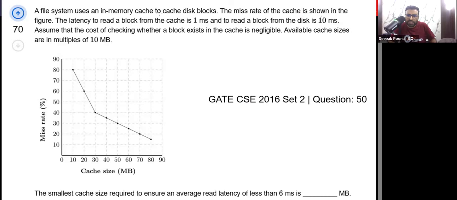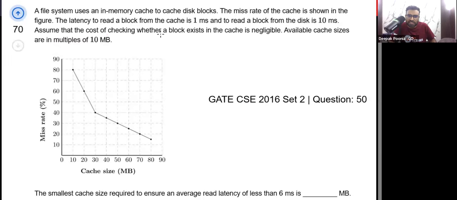The miss rate of the cache is shown in the figure. This is the miss rate given to us. The latency means access time. The latency, the access time to read a block from the cache memory, is 1 millisecond. Milli means 10 power minus 3. So that is 1 millisecond. And to read a block from disk, that is 10 milliseconds.